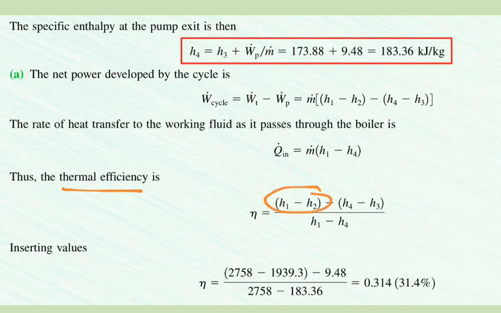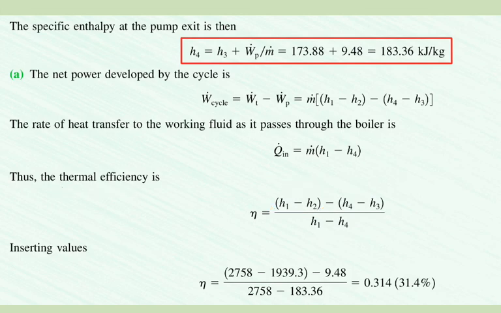That's going to be the energy done as work by the turbine minus the energy needed by work from the pump divided by H1 minus H4, which is the amount of energy input, Q, that goes into the system in the boiler, right? All right, that much you've seen before.